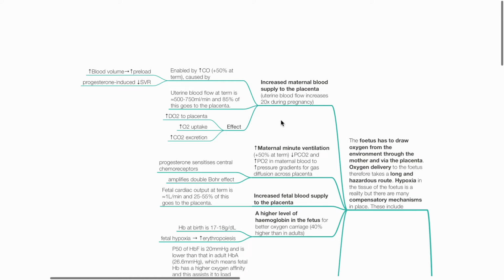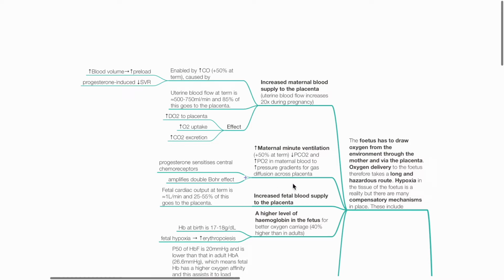Uterine blood flow increases 20x during pregnancy and is enabled by increased cardiac output, a 50% increase at term, which is caused by increased blood volume, increased preload, and progesterone-induced reduced SVR. Uterine blood flow at term is 500 to 750 mL per minute, and 85% of this goes to the placenta. This increases DO2 to the placenta and increases CO2 excretion from the fetus.